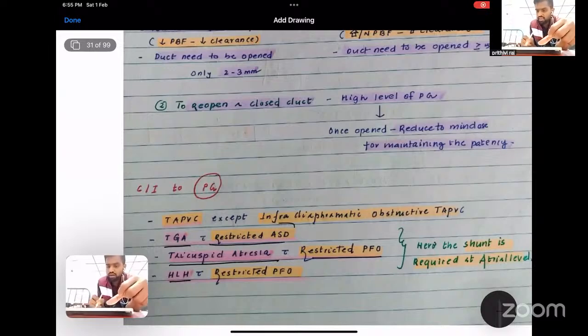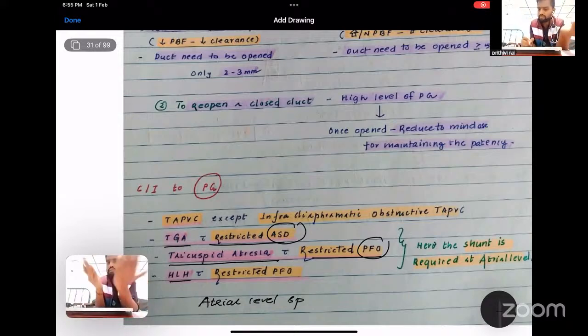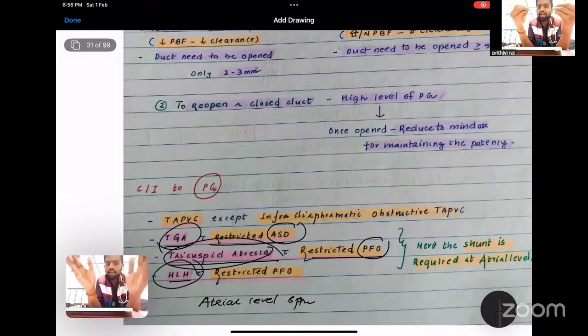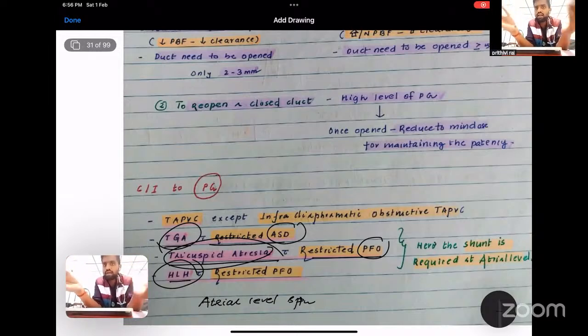Now, this ASD and PFO, they must have an atrial level shunt for proper channeling or proper mixing of blood. TGA, tricuspid atresia, and HLHS require atrial level shunting so that there is proper mixing of blood, and you can stabilize the child, rather than through a ductus arteriosus, because it is not going to have any benefit for this particular lesion.